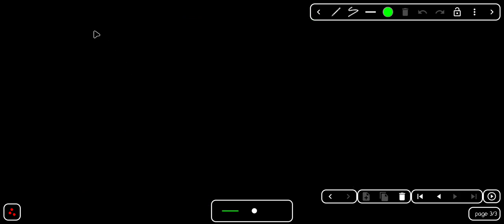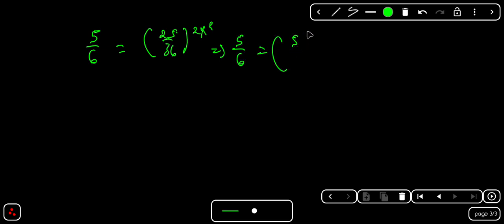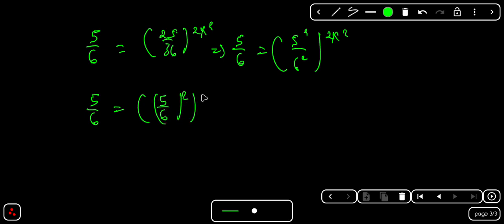Since the LHS is 5 over 6, and the RHS, that is the right hand side, is (25 over 36) raised to the power of 2x squared. 25 is 5 squared and 36 is 6 squared. So 5 over 6 equals (5 squared over 6 squared) raised to the power of 2x squared. Then we have 5 over 6 equals (5 over 6) squared, raised to the power of 2x squared. So 2 multiplied by 2x squared will give us 4x squared. The left side is raised to the power of 1.